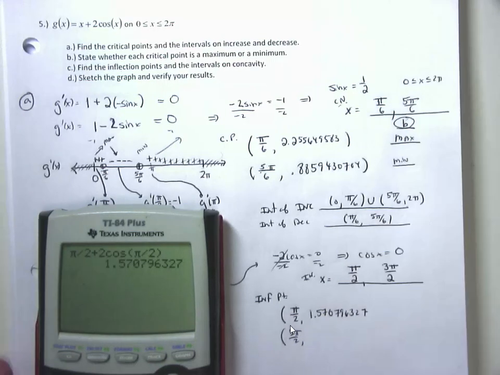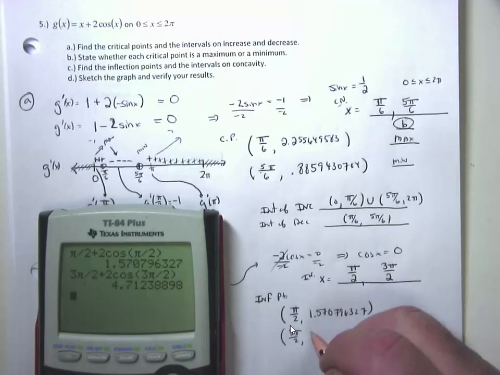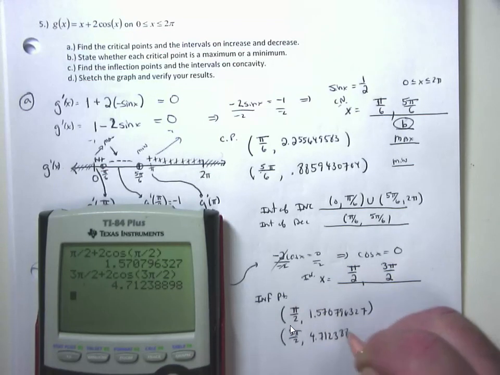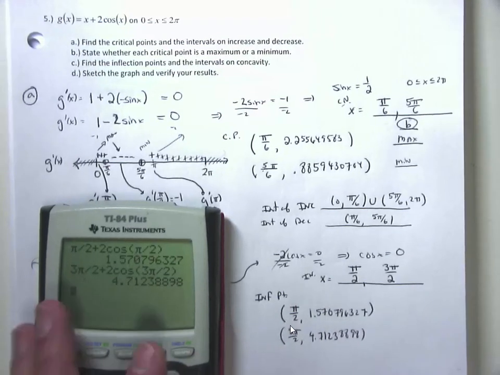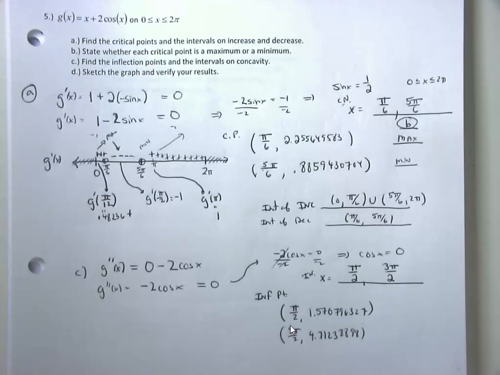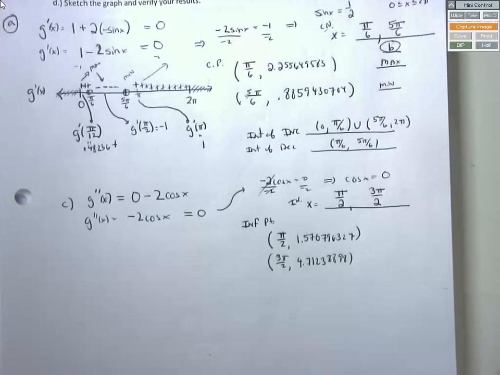327. The other point is at 3 pi/2. So it'll be 3 pi/2 plus 2 times the cosine of 3 pi/2. Well, the cosine of 3 pi/2 is 0, times 2 is still 0. It's 3 pi/2, which is 4.71238898. Those are my points. I happen to have 2 inflection points on this thing. Does that make sense? Do I lose you guys anywhere?